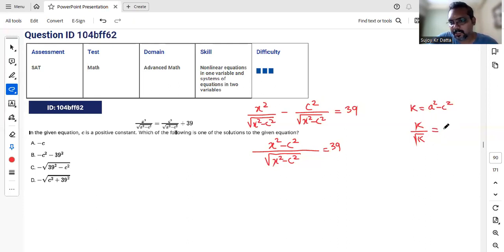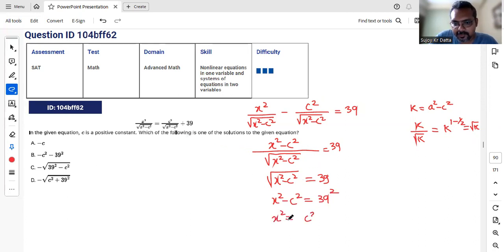So k over root k is clearly k to the power 1 minus half. So it's basically half. So k is also root k, right? So from here, what we have is root of x squared minus c squared equals 39. Square both sides. x squared minus c squared is 39 squared. So they're saying find a solution to this. So x squared would be c squared plus 39 squared.